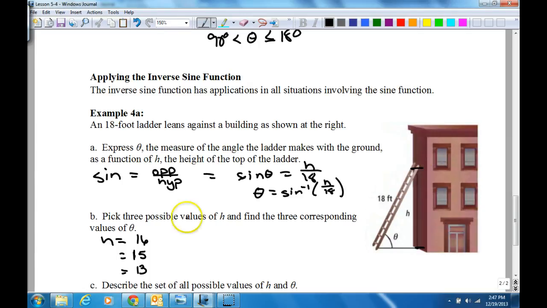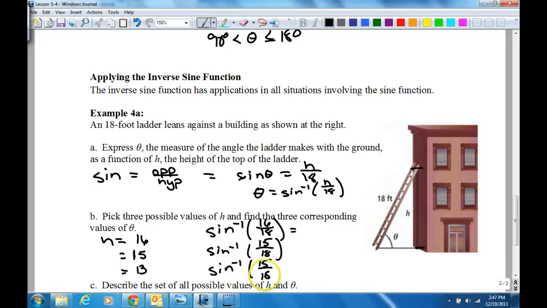Okay, so if I put this in and find this inverse sine, I would do 16 over 18 with the inverse sine. What do you get for that? Because I'm trying to find what the angle would be if I had a 16-foot height. Do the same thing for 15 and the same thing for 13. So if you plug those in your calculator, what do you guys get? Oh, this should be a 13.